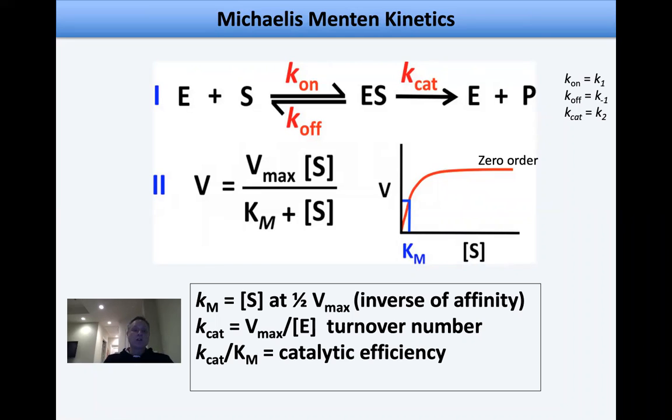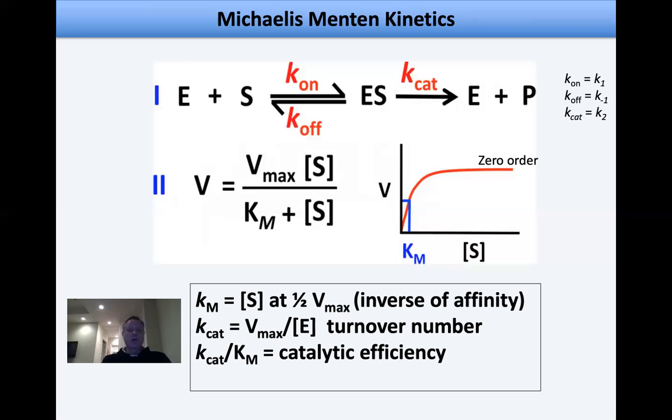The assumption is that the back reaction is essentially negligible. What people have done is take this expression and generate a formula where the initial velocity equals the maximal velocity times the substrate concentration divided by Km plus S. You should 100% memorize this formula for the MCAT. Over here, you can plot velocity versus substrate, and you see this typical saturation curve. Notice that at the top, when you add more substrate, the maximum velocity of the enzyme doesn't change. That is a zero order reaction because we saw that earlier.